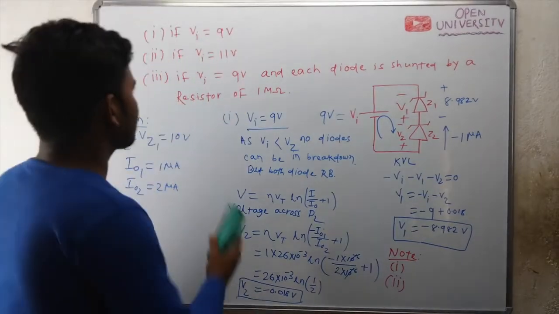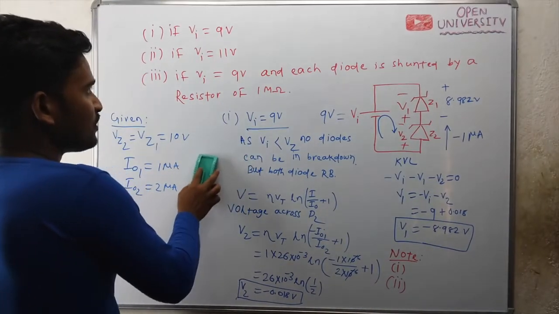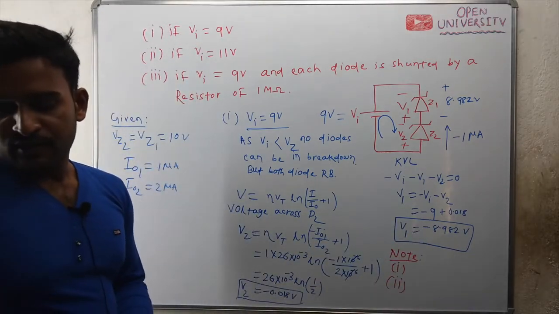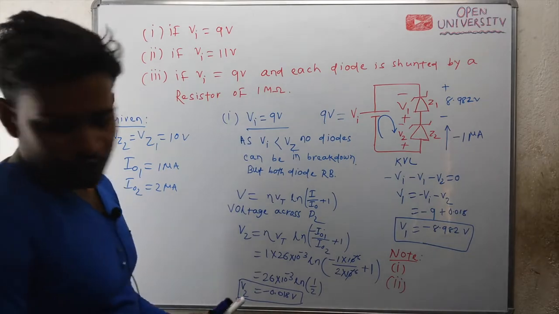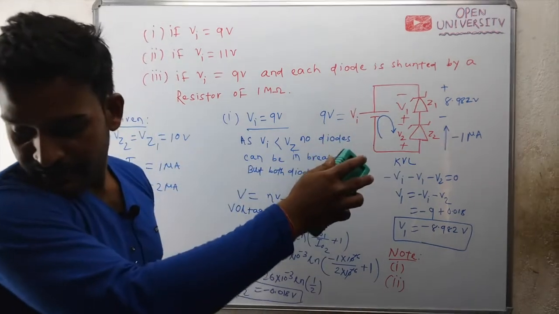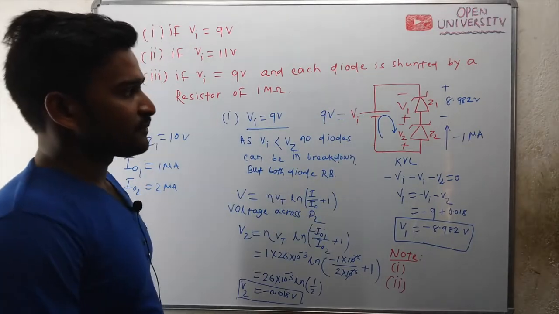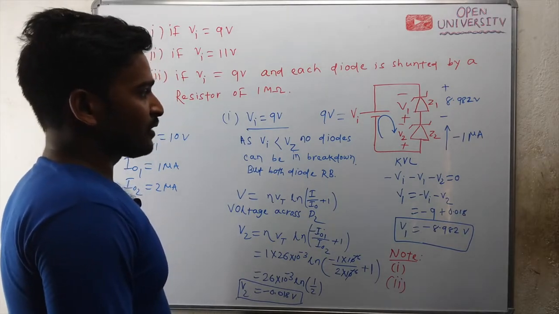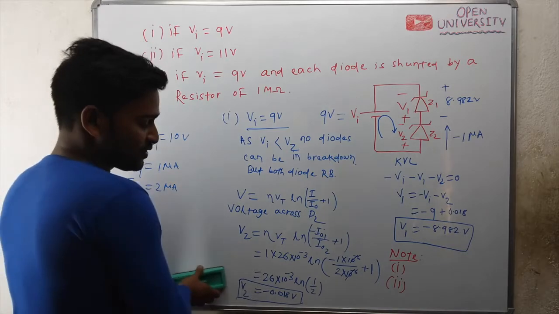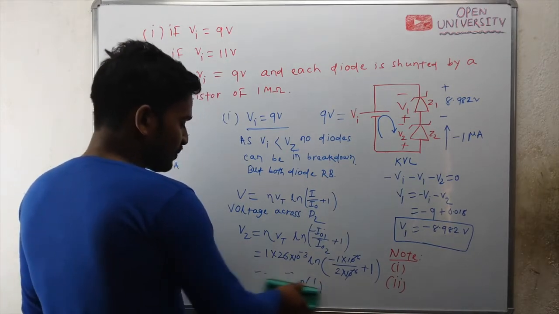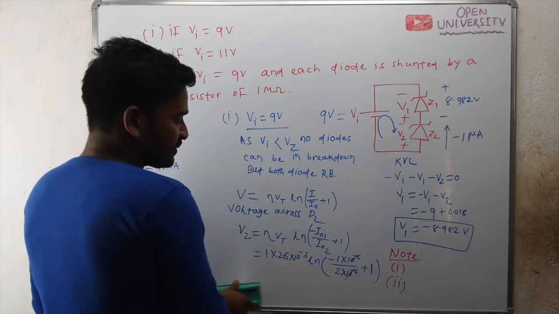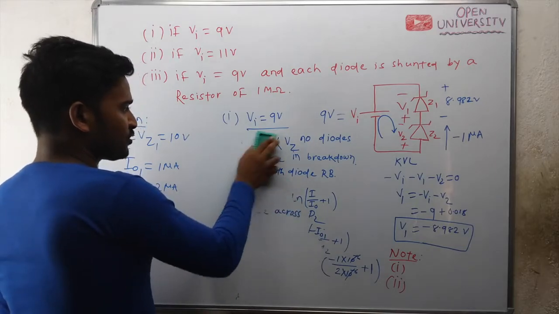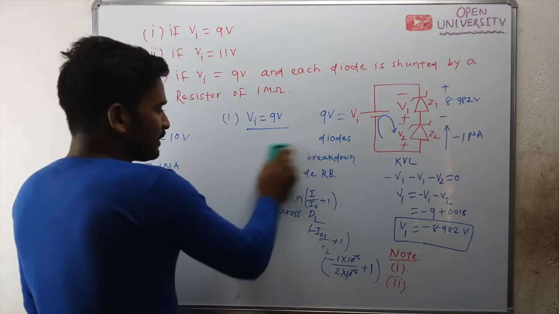Then move to the second question, when input voltage is 11 volt. So remember this conclusion: when two diodes, or two Zener diodes, are connected in series and in reverse bias, maximum voltage will appear across the diode which has smaller reverse saturation current, and equal voltage will drop across both the diodes if their reverse saturation currents are equal. Next, move to the second question when input voltage is 11 volt.